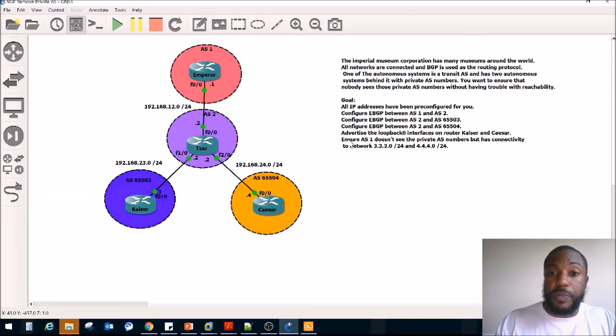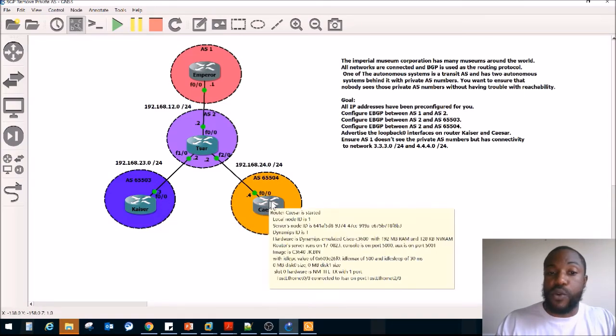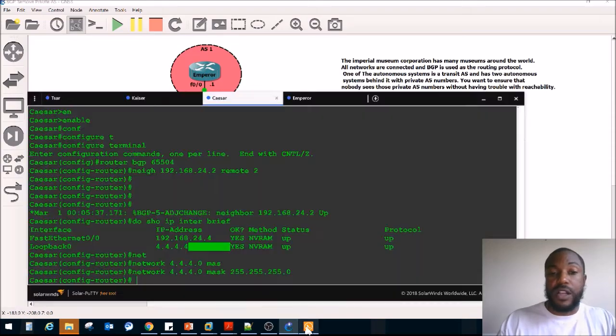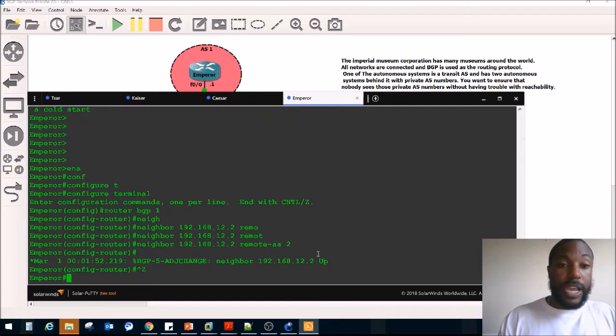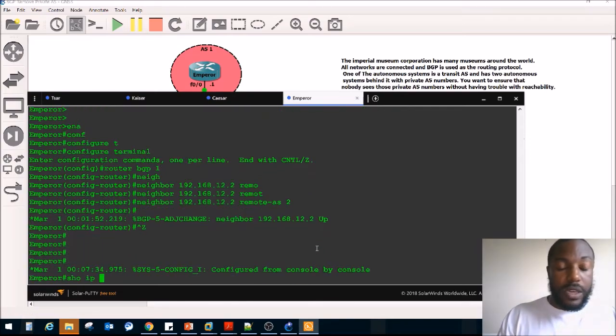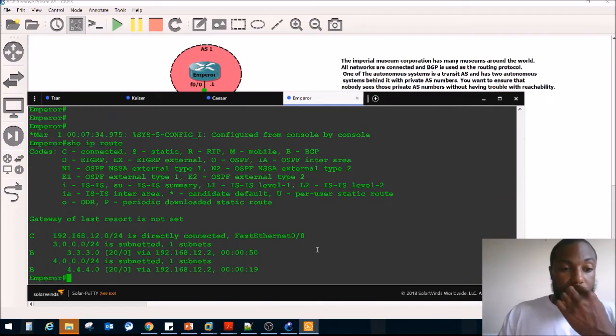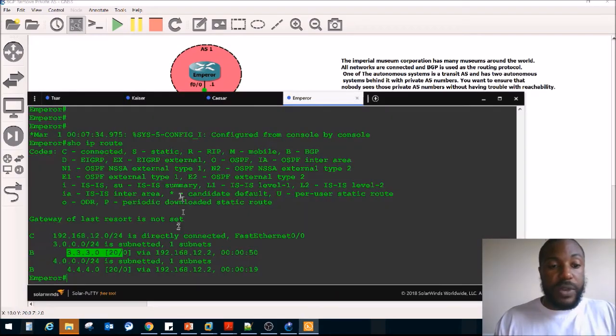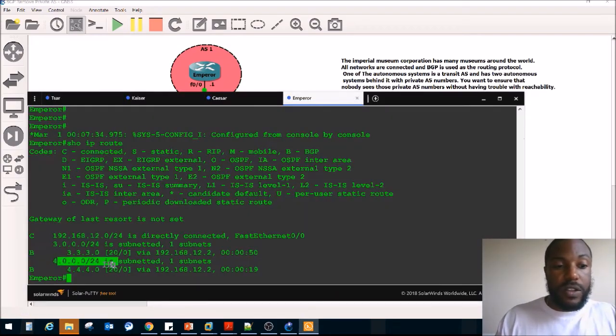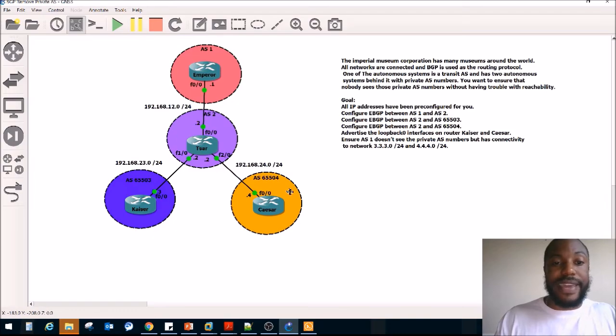What's the next thing he wants to do? Ensure AS1, which is this guy right here, does not see the private AS numbers, but has connectivity to the 3.3.3.0 network and the 4.4.4.0 network. Well, let's see what he sees so far. We're going to go to Emperor, rather. Let's do a show ip route first. Okay, so he has routes to the 3 network, and he also has routes to the 4 network, right? He has a route there, and he has a route there, right?